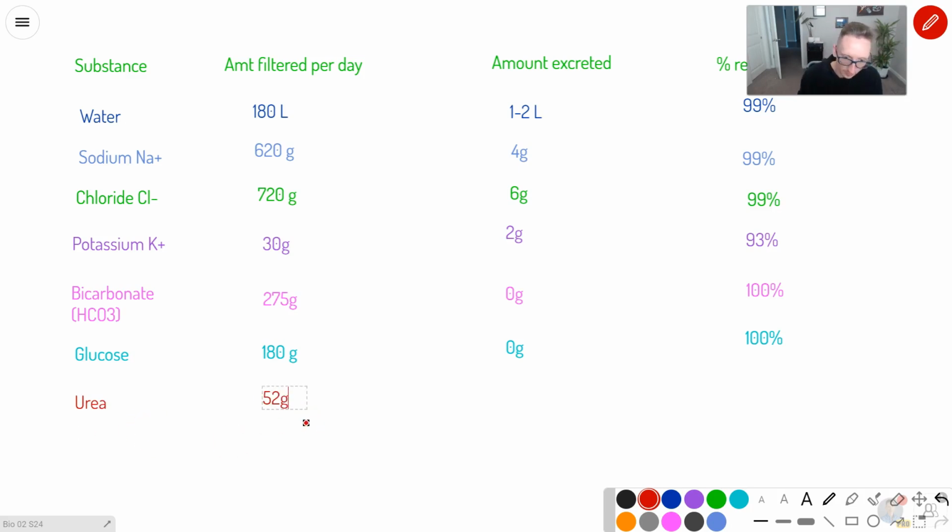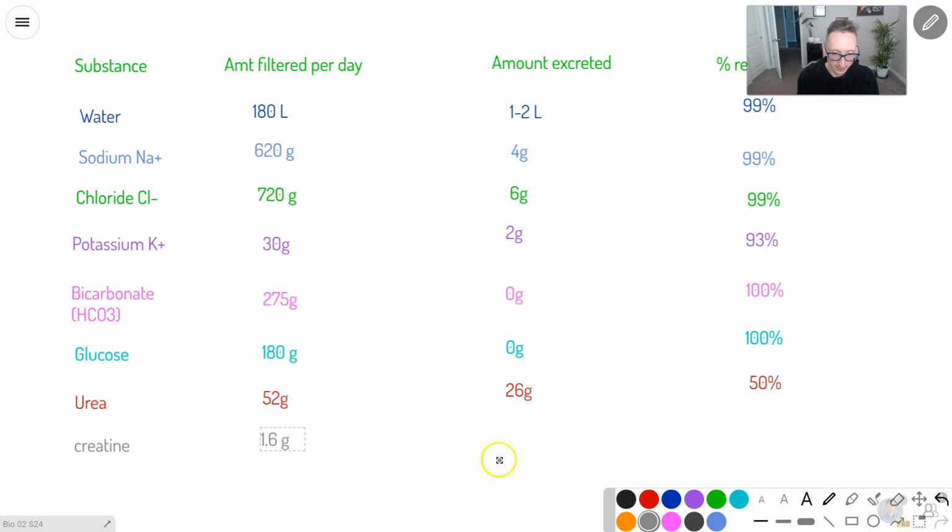52 grams about. And about half of that is reabsorbed. So about 26 grams are reabsorbed, so about 50%. And then last but not least, creatine, which is involved in our muscles, right? Creatine donates phosphates in our muscles.